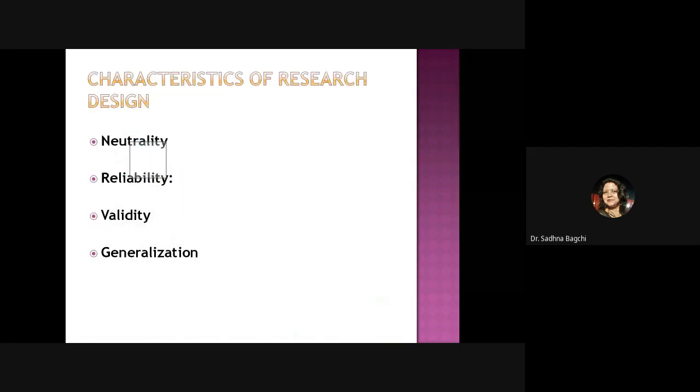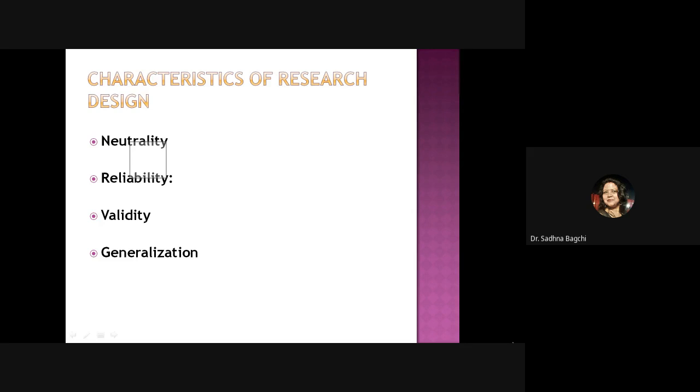Characteristics of the research design. It means your research design must be characterized by these things. The first is neutrality, which means your study must not be biased by anything. Your study is not based on any previous assumption. You may have some assumption in the form of a hypothesis, but your assumption must not be biased. Your study must be neutral. The neutrality aspect is very important for your research design.